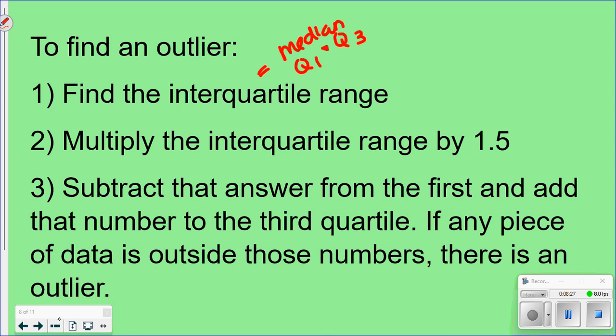So if you need the checklist, number 1 is find the interquartile range. Number 2 is multiply that range by 1.5. Number 3 is take that number and subtract it from the lower and add it to the upper. And then you're going to have 2 different numbers. And if any piece of data is outside those, that's what you have, an outlier.